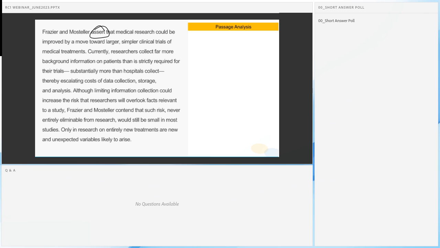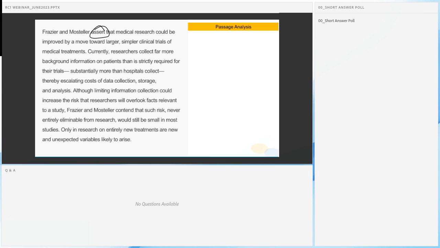So essentially, there's FNM, Frazier and Motzeller. You don't need to really pronounce their names. Call them FNM. They're giving a proposal that, hey, we can improve medical research if we do these two things: go towards larger but simpler trials.